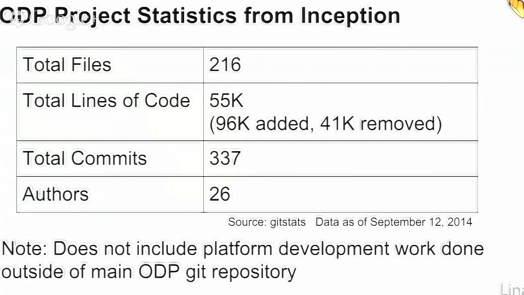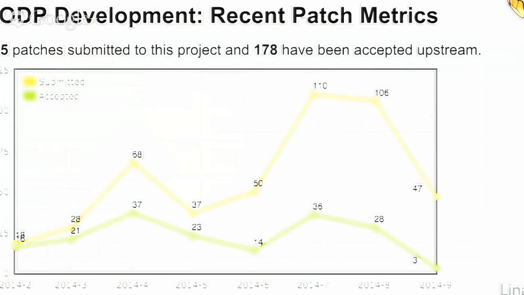And I should point out that this does not include platform development work that's being done outside of the main ODP Git repository. For example, a number of the implementations are not being integrated into the Git repository, so their work is not included in these totals. So a fair amount of activity over the past 11 months.